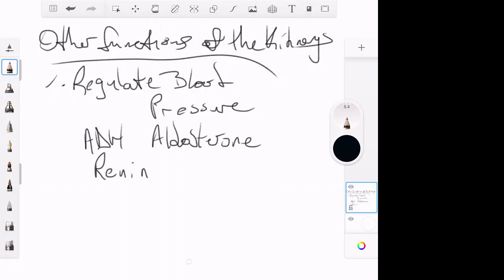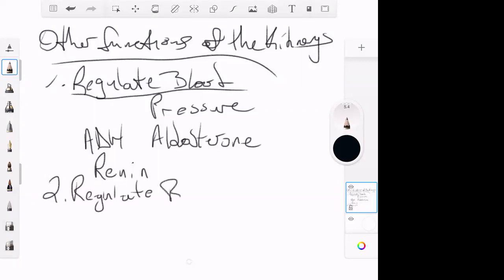But other functions of the kidneys: number one, regulate blood pressure. Number two, regulate blood pH. And it does this through the synthesis, or the creation, of bicarbonate, HCO3 minus sign there.